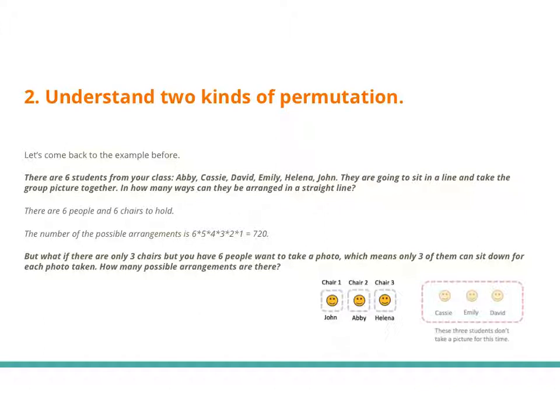But now let's think about another case. What if there are only 3 chairs, but you have 6 people who want to take a picture together, which means only 3 out of 6 can sit down for each photo taken? So in how many ways can they be arranged in this kind of situation? I suggest you pause the video for about half a minute and think it through.